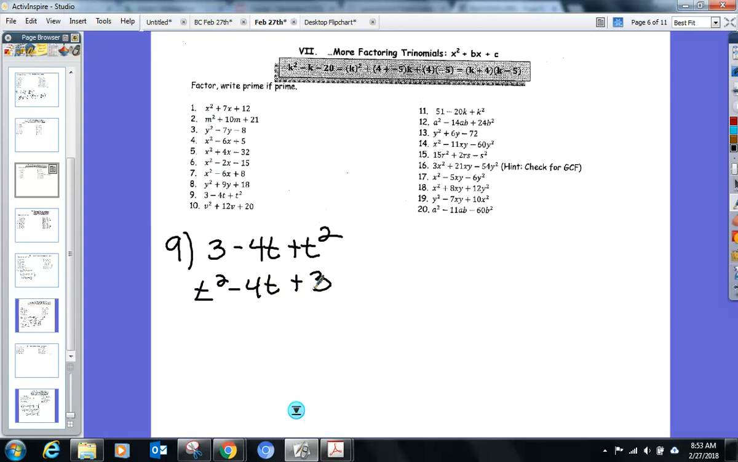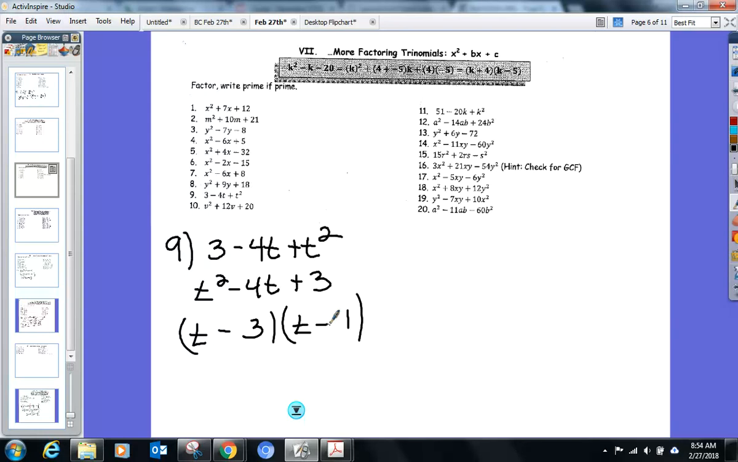Now, hopefully, this should be a piece of cake for us. How many terms? What's your A value? 1. So I'm looking for 2 numbers that do what? Multiply to 3, add to -4. That's pretty easy, right? How do you get them to add to -4? There you go. So if you don't like the way something's written, rewrite it in a different order. Just make sure the signs go with it. This is positive t squared, so when you rewrite it, make sure it stays positive t squared. Everyone all right here? Good?